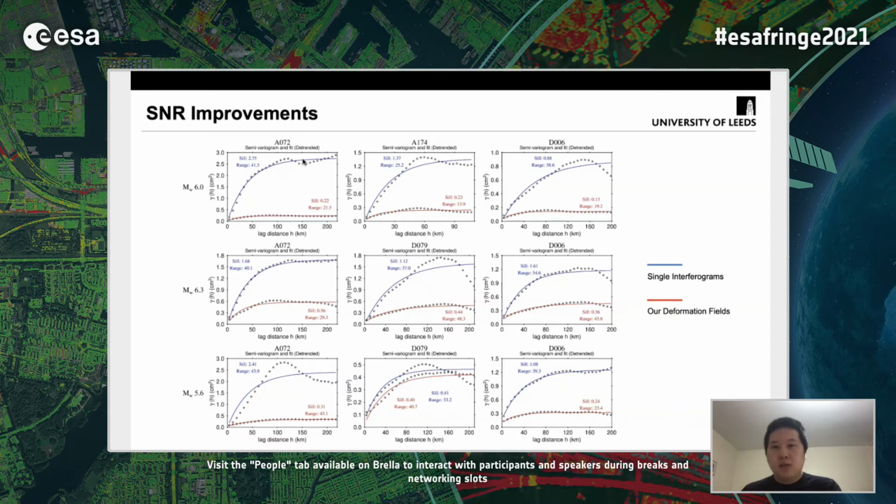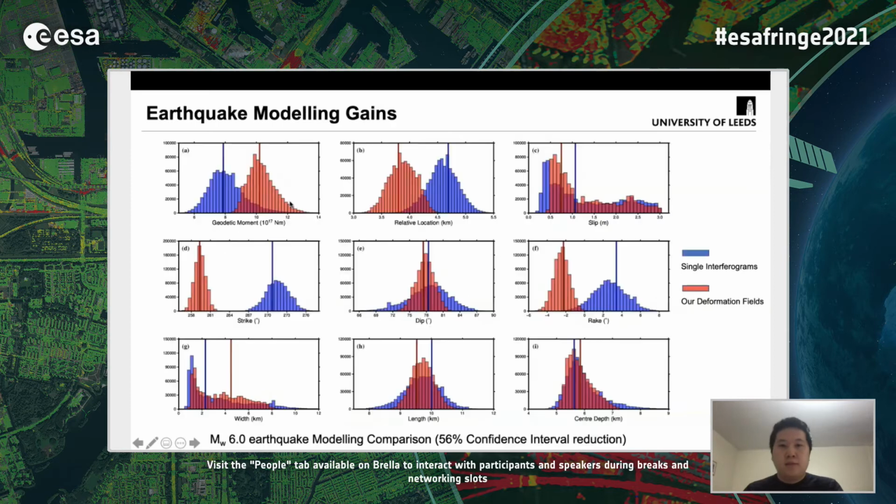Therefore, we can see after reconstruction, the signal to noise ratio has improved for earthquakes in different tracks. The more significant advantages come from the better constrained earthquake modeling.